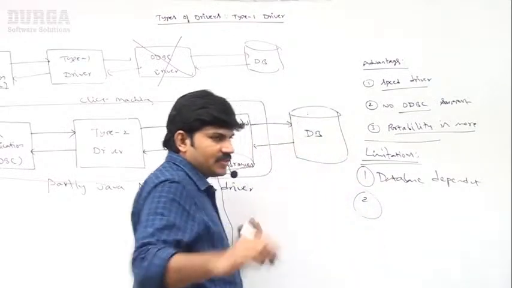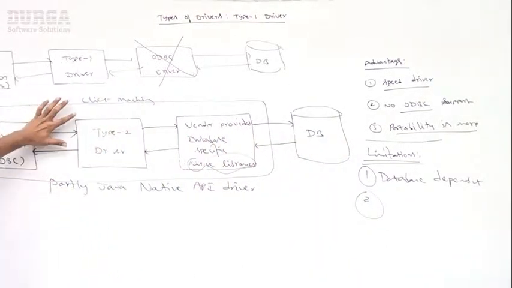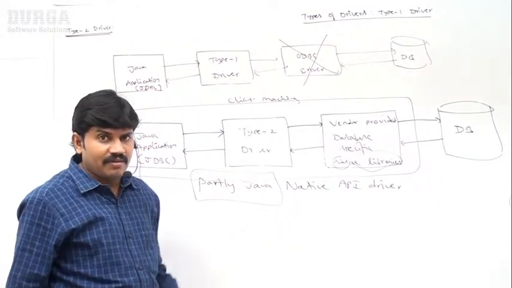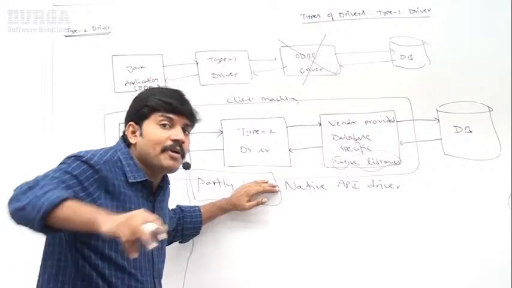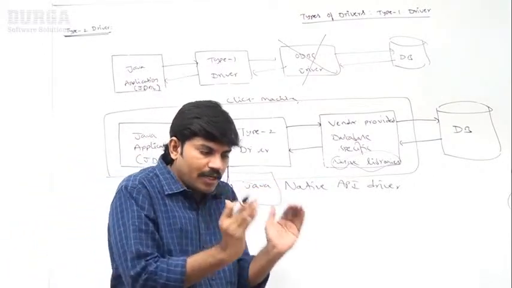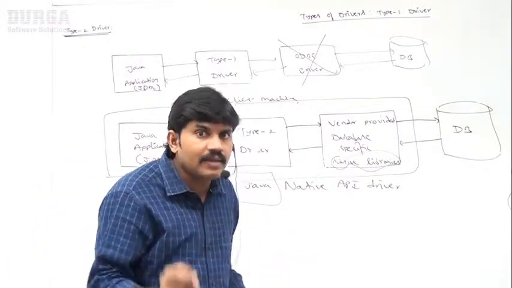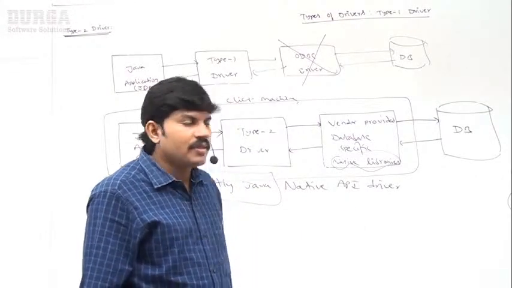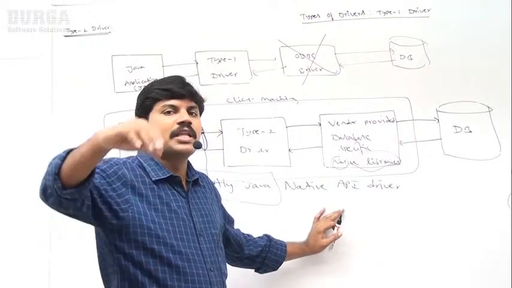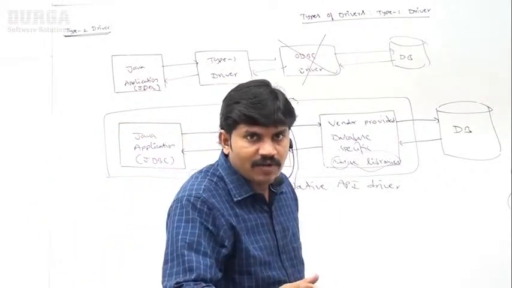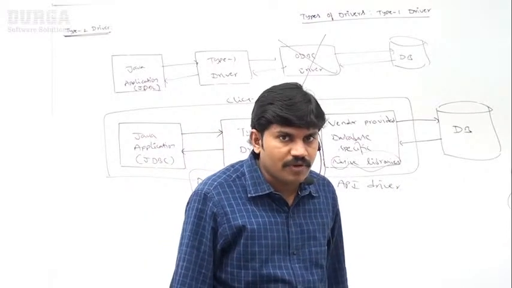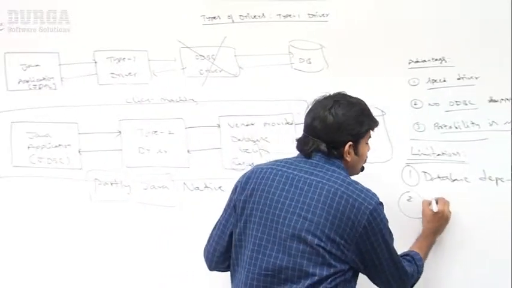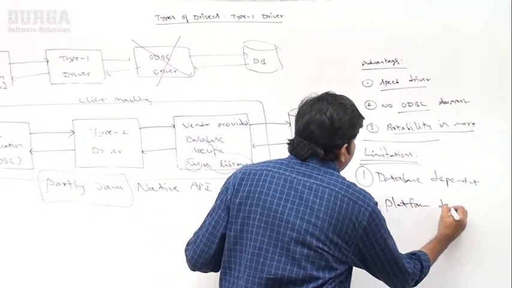Second limitation: it is not implemented completely in Java. That's why I can use the words partly Java native API driver. It is a platform dependent driver. For Windows, one type 2 driver I have to use. For Linux, another type 2 driver. For Sun Solaris, one more type 2 driver. If you change the platform, this type 2 driver software won't work automatically. We have to go for new type 2 driver software. So it is a platform dependent driver.